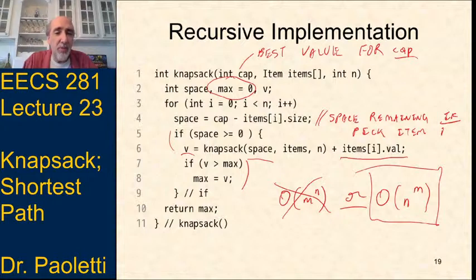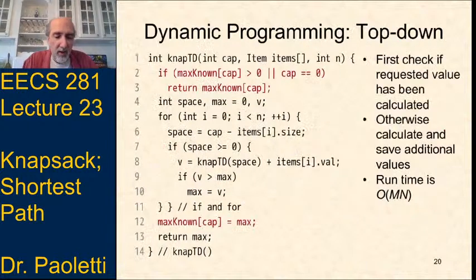However, we can build some DP into this fairly easily. So here's our dynamic programming solution. Now, we've got this max known. And this is where it comes in a little bit of pseudocode, because max known is never declared anywhere.